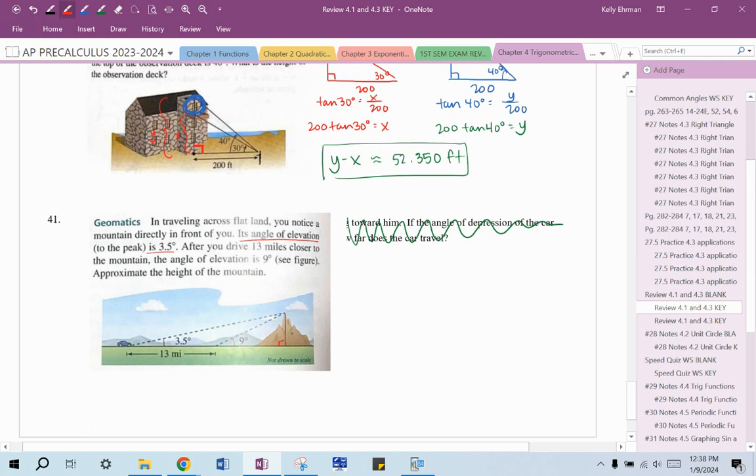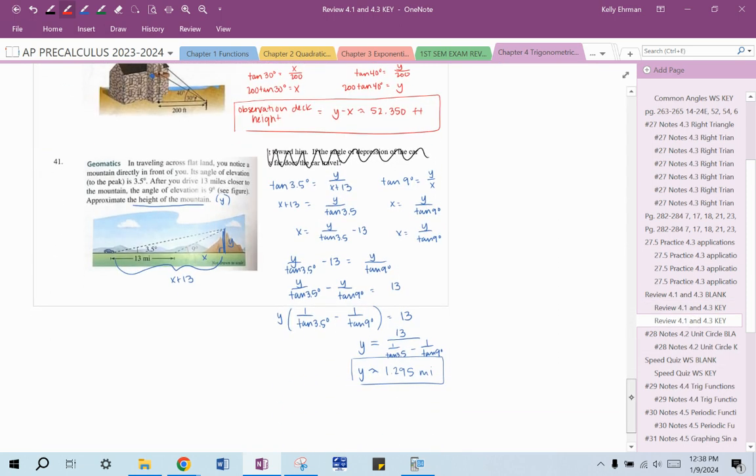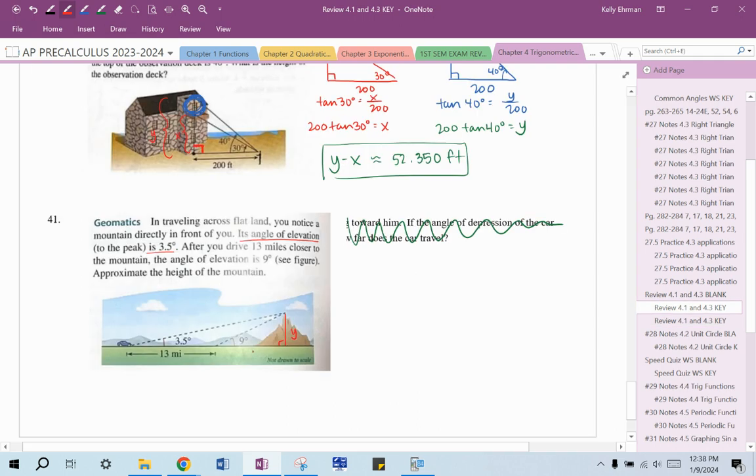Height of the mountain, let's call that y. And again, I want to keep my letters the same. Okay, so let's call that y. And then the other distance that we don't know that we'll need in the smaller right triangle, let's just call that x. So in the small triangle, we have the tangent of 9 degrees is equal to y over x. And in the large triangle right here, this horizontal leg, the adjacent leg, is x plus 13. So I'm going to say tangent of 3.5 degrees equals y over x plus 13.